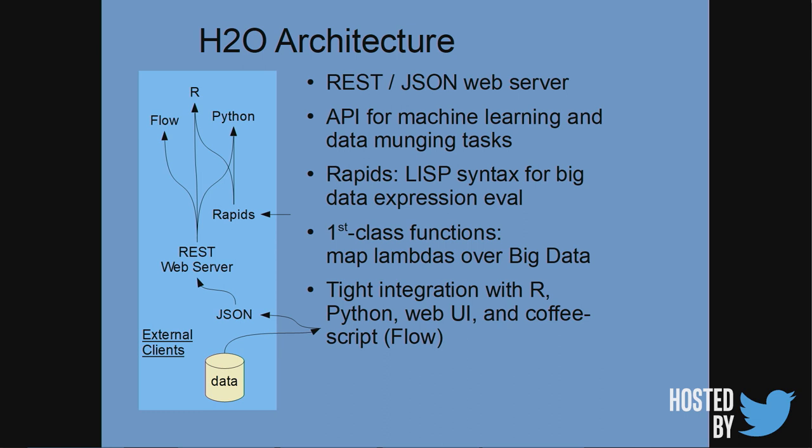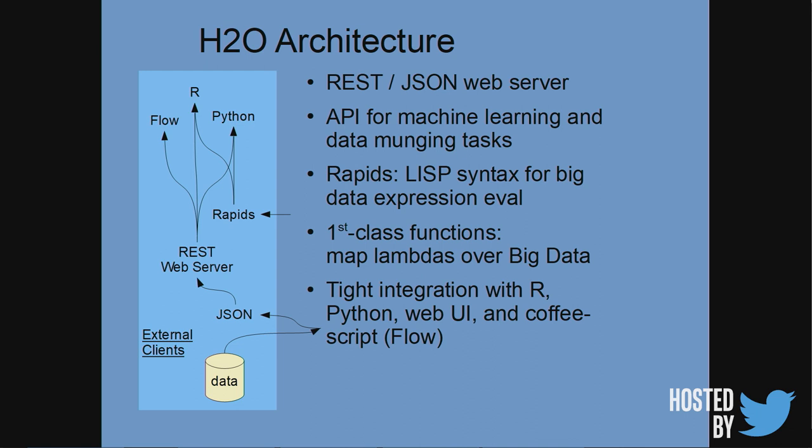And then there's a front end, which supports a REST and JSON web server. It's your API for external things, whatever you want to do with an API. There's a syntax for doing expression evaluation that you can pass through a URL. So you can make a URL that says, go do math, and then get a REST result back that says, okay, the math was done and here's what I got. First class functions can be passed through the URL to map over the big data.